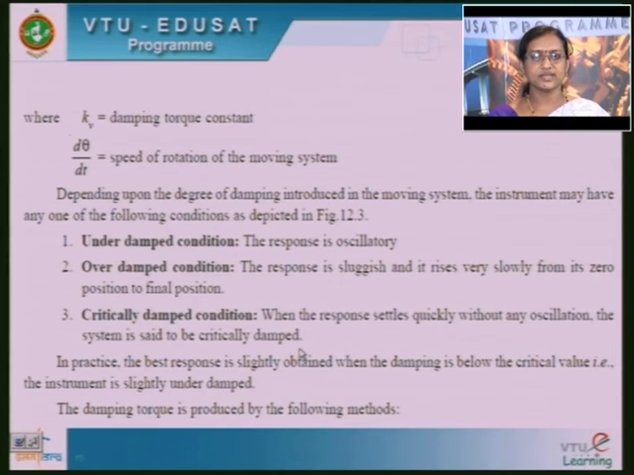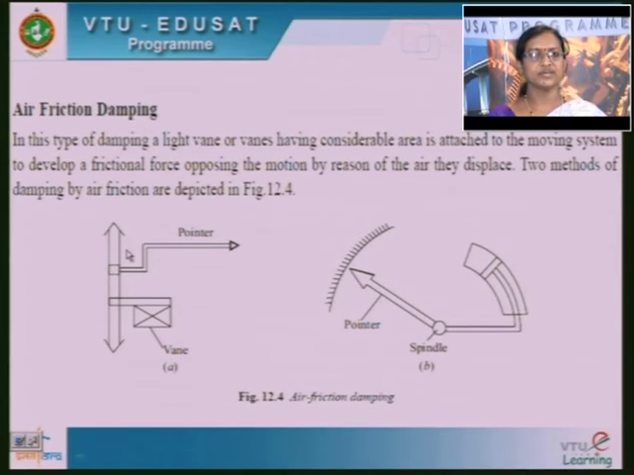So, how exactly are the damping torques produced? There are 3 methods: air friction damping, fluid friction damping and eddy current damping. See here, in case of air friction damping, we have the vane fixed to this spindle and then there is a pointer. We can arrange it in this manner or in this manner.